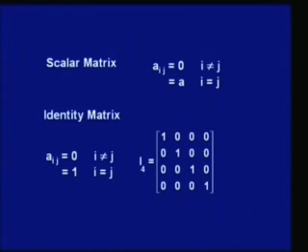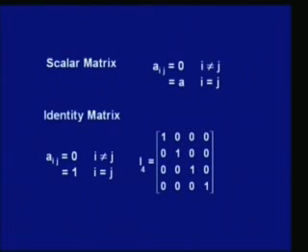Scalar matrix is a very special form of a diagonal matrix. It is a square matrix and it is defined as Aij is 0 whenever i is not j, but the diagonal elements are all equal and they are a. So, Aij is equal to a whenever i is j.